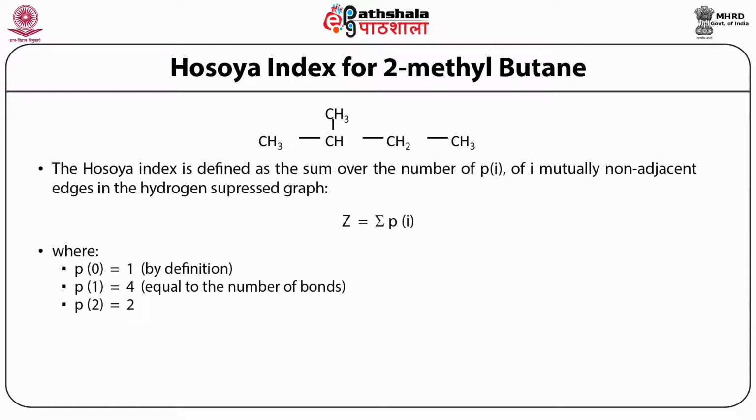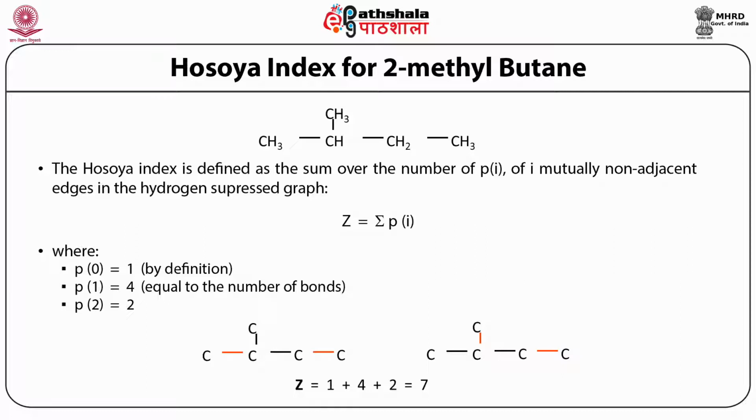There is another index which is also very important, which has been elaborated because of the hydrogen suppressed graph. This is about mutually non-adjacent edges in the hydrogen suppressed graph. There is a graph at the bottom. So there are 3 values for the 3 directed connections, because the maximum number of connectivity here is 3. Any atom can be depicted by a maximum of 3 connectivity.